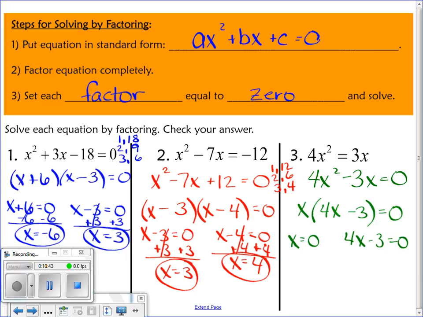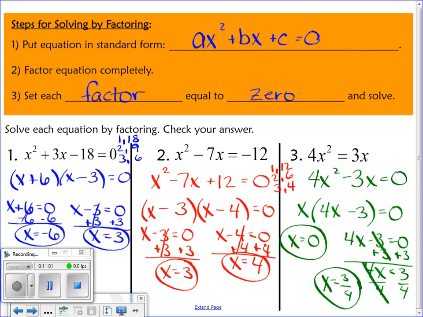Don't let the easy ones be the one that trips you up, okay? So x equals 0. No solving needed there. Over here, we'll have to add 3 and divide by 4. So we get x equals 0 and x equals 3/4.